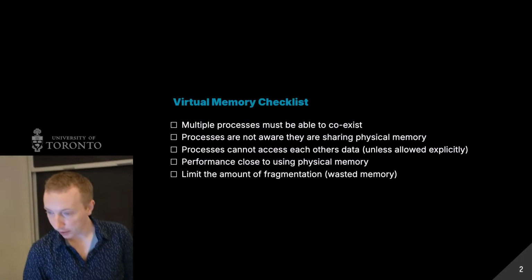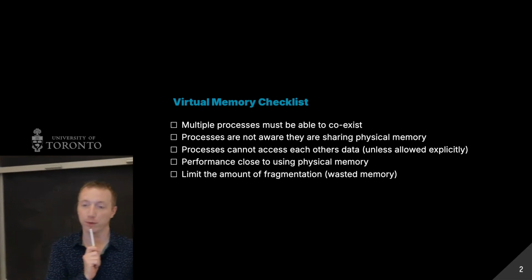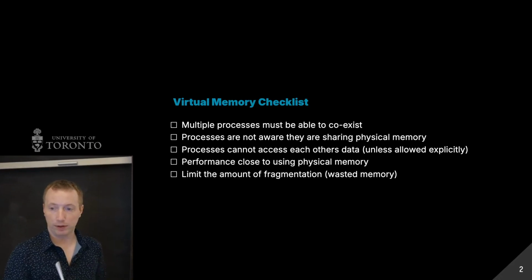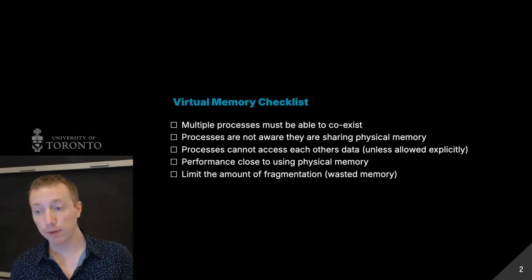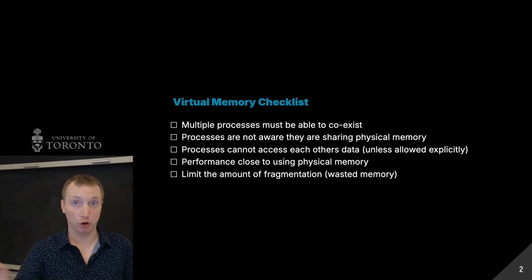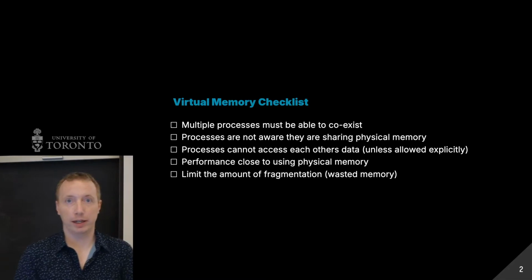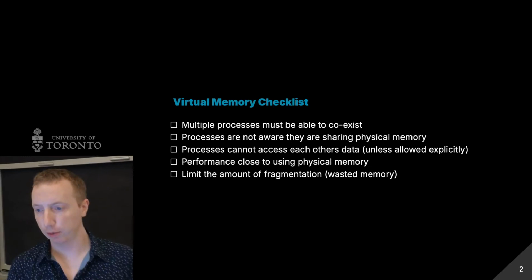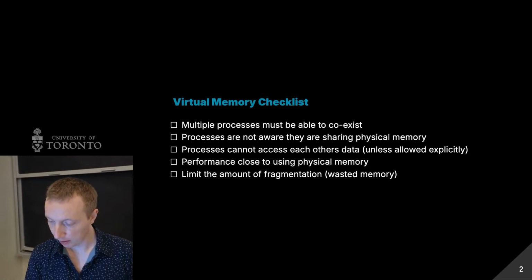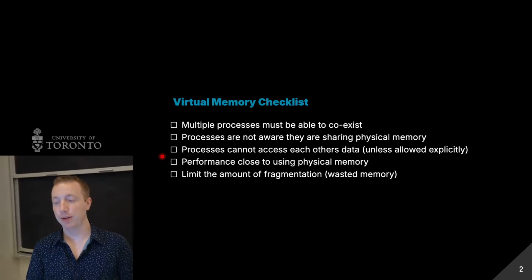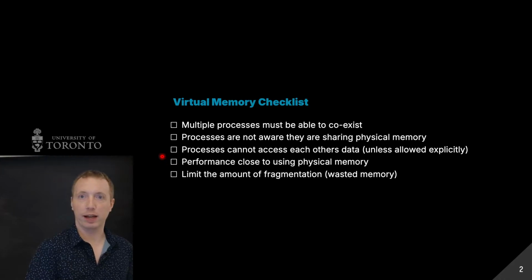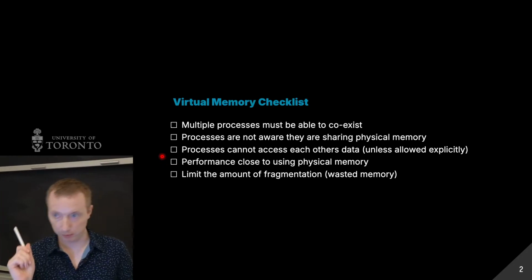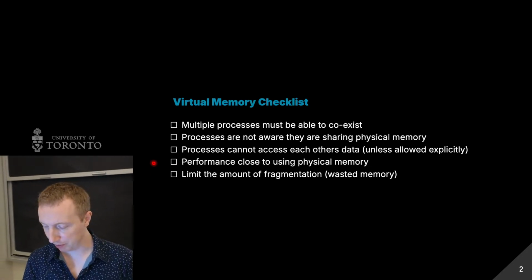So we'll also keep in mind a checklist for things we want for virtual memory. We want multiple processes to coexist. We also want processes to not be aware they're actually sharing physical memory, so one process shouldn't be aware of any other process. If it could read your banking information from another process, that's a giant security risk and you don't want that to happen. So processes shouldn't be allowed to access each other's data unless you explicitly allow that. That's another way to do inter-process communication, to share memory between processes, which we will get into much later because it tends to be complicated.